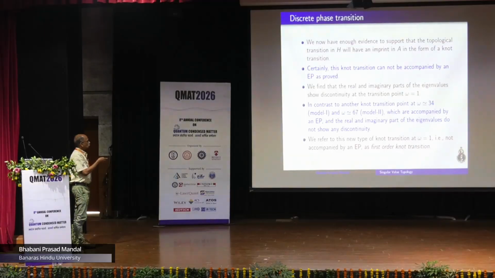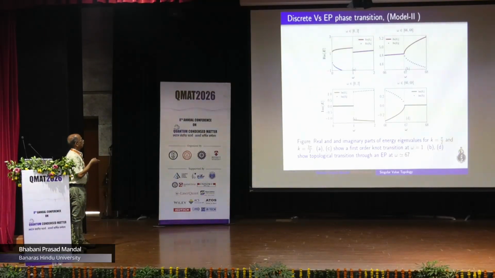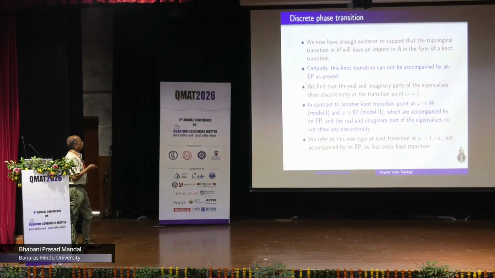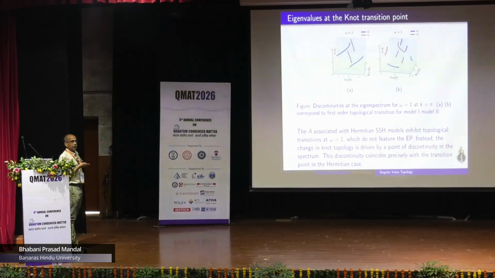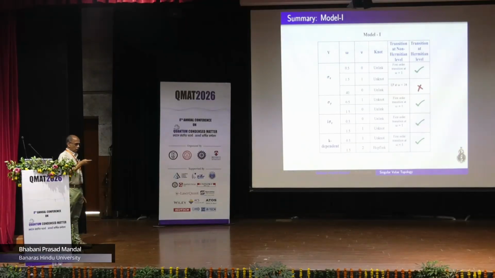Okay, so this is the second model also. Sorry, this is for model 2, exactly the same, so I have no need to explain. The discrete phase transition that we mentioned, at the transition point the eigenvalues have discontinuous behavior, which we have plotted here. And the converse is not true for model 2, which I also mentioned. So I have summarized these things in this table.